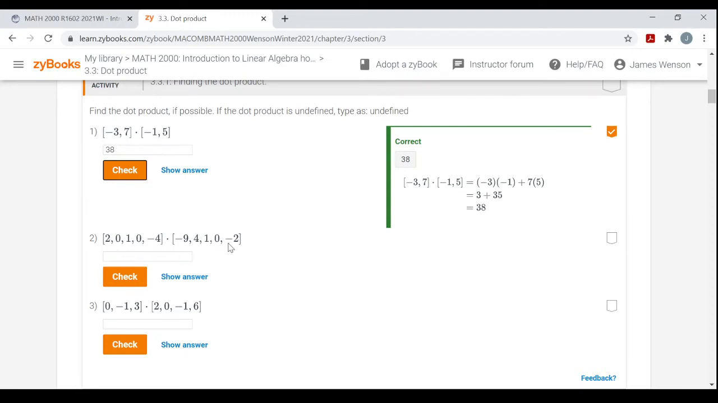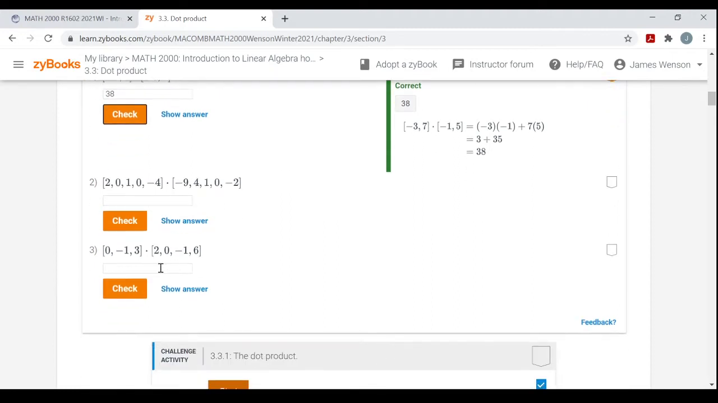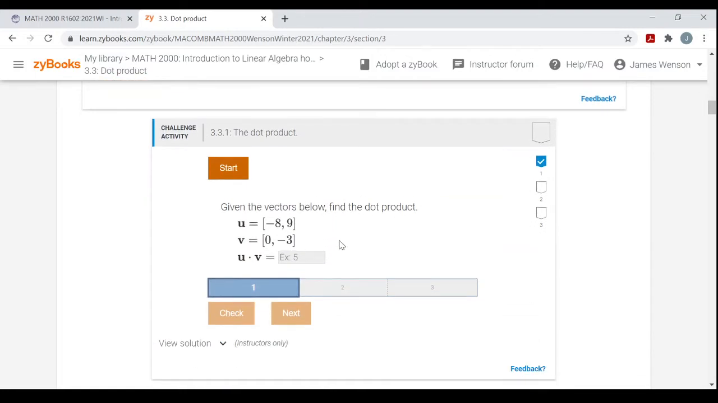So the dot product exists, it's defined, you can find it. And then just type undefined for this last one because it's 3 components with a vector with 4 components. The dot product is not defined. All right, then here, start challenge activity. Again, it's just finding dot products.